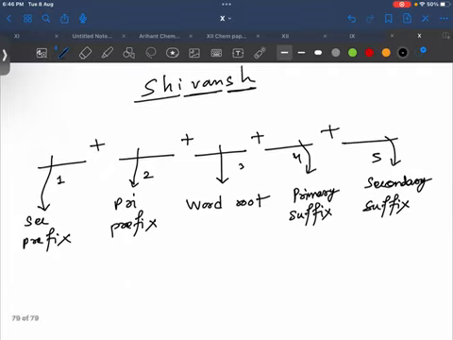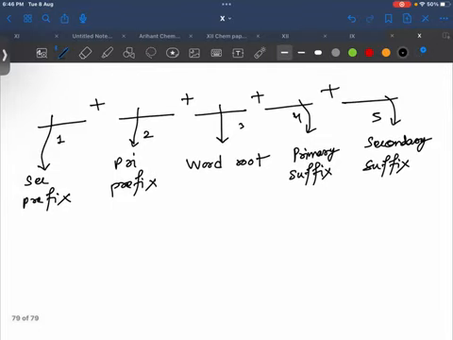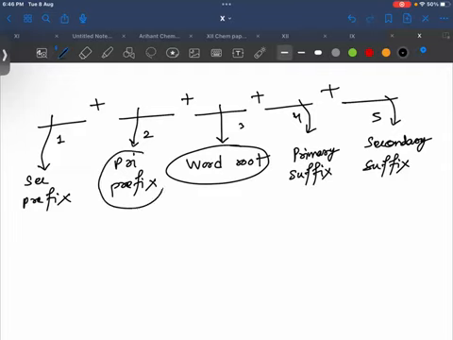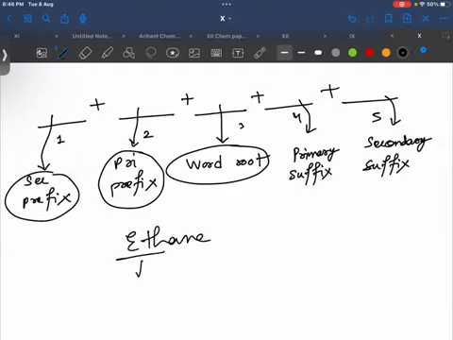And now I will tell you what information the word root carries. Guys, again I'm repeating, whatever I have written here is not the name. It is known as, for example, let's say ethane. The name is ethane. So this ETH is known as your word root. This part of the name is known as your word root. And this part of the name, ane, is known as your primary suffix.